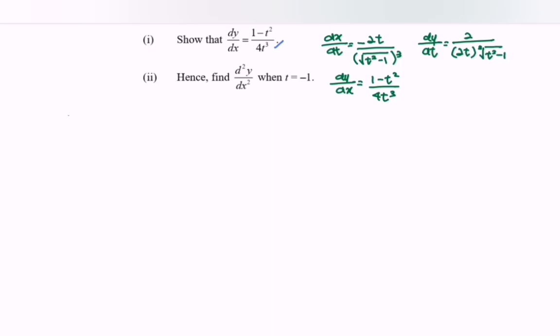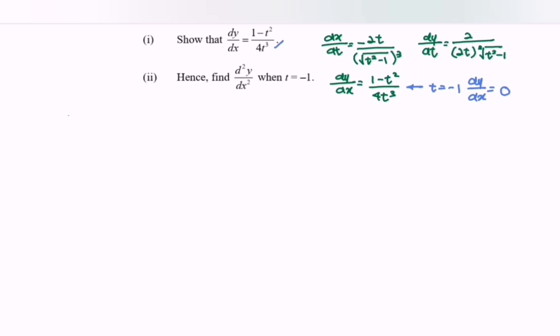Hence, find the second derivative when t equals negative 1. If we substitute t equals negative 1, then we will have dy/dx equals 1 minus (negative 1) squared. So that means we have 1 minus 1. So dy/dx is equal to 0.